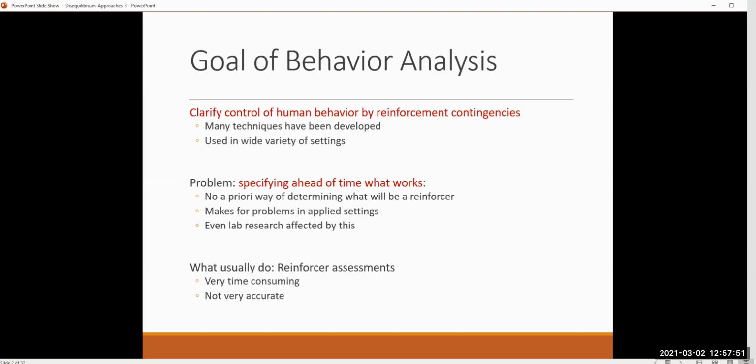The problem with this is they're very time consuming, and they're not very accurate in that the child's preference or the animal's preference may change over time, and so you have to redo them every now and again. And the question is, how long is now and again to determine whether or not the reinforcer assessment remains accurate?